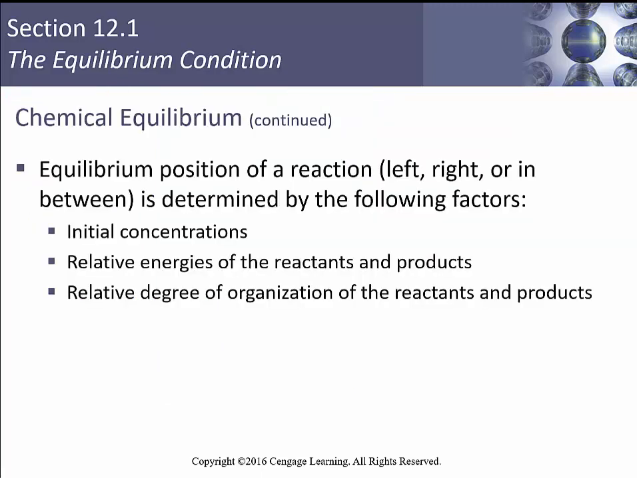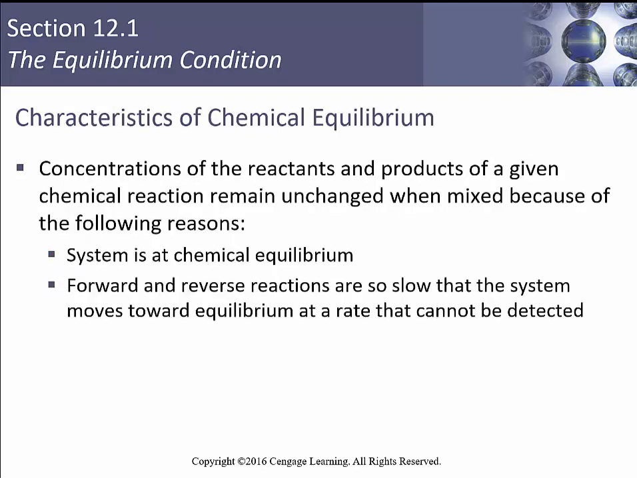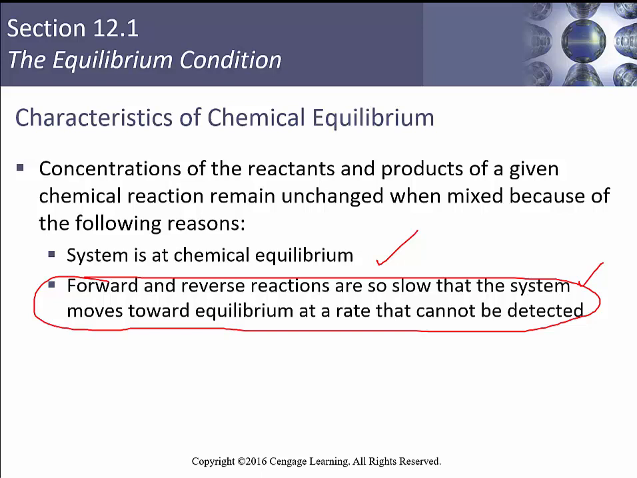Our equilibrium position of a reaction, left, right, or in between, is determined by the following factors. Initial concentrations: how much stuff did you start off with? The relative energies of the reactants and the products, and the relative degree of organization of the reactants and the products. The concentrations of the reactants and the products of a given chemical reaction remain unchanged when mixed because of the following reasons. The system is at chemical equilibrium. Or the forward and reverse reactions are so slow that the system moves towards equilibrium at a rate that cannot be detected. So this is what's happening with your diamond. It's just that the reaction rate is really, really slow and we can't see it.